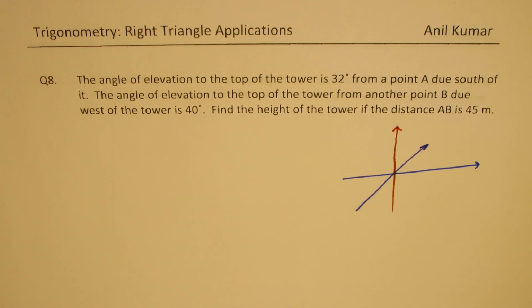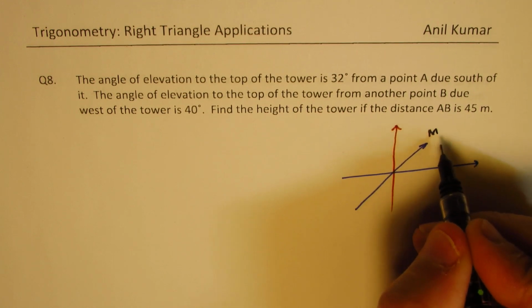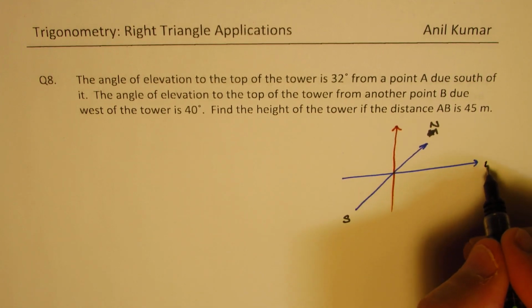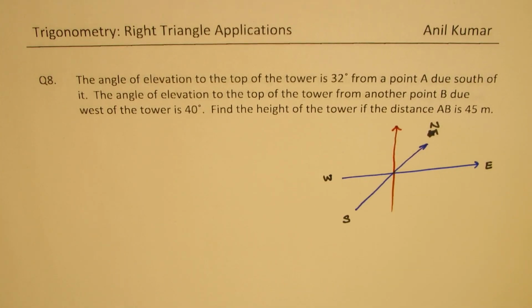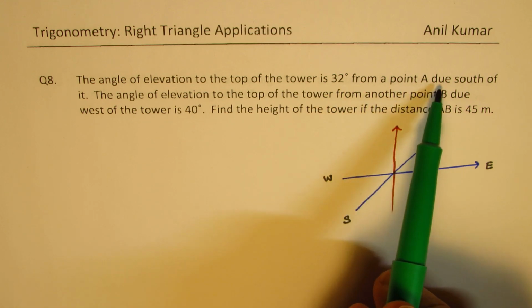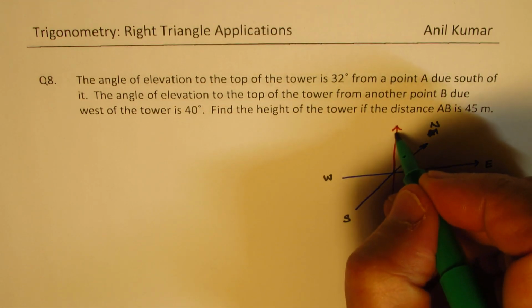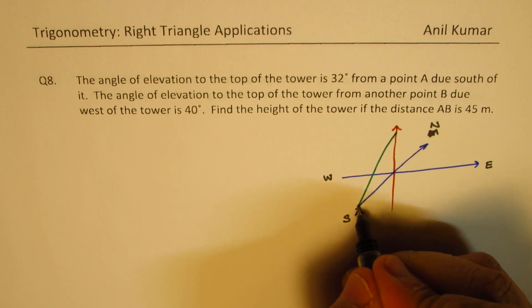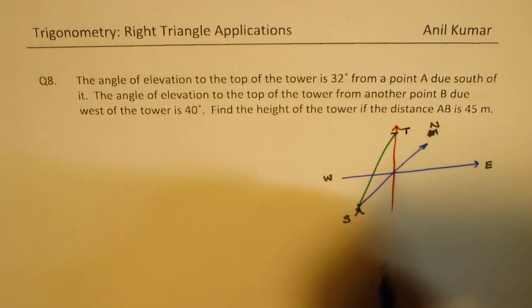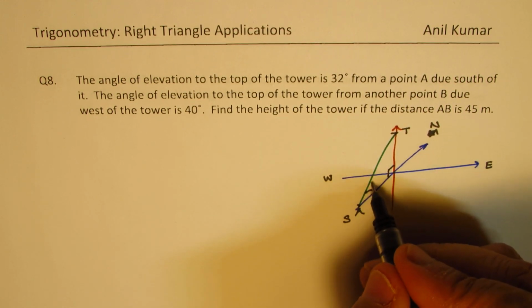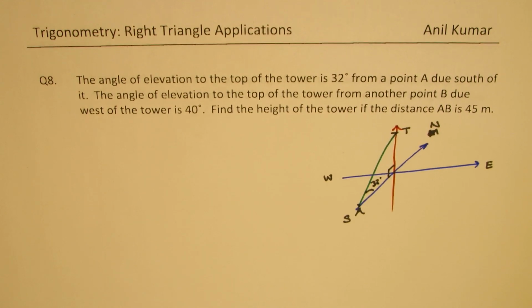And now we'll make a sketch. We'll say this is our north. Oh, sorry, that is south. So this is east and that is west. What we are given here is that the angle of elevation to the top of the tower is 32 degrees from a point A due south. So somewhere here, let's say something like this. The point A is due south and that is the top T. This angle is 90 degrees, and this is 32 degrees. That is how you're going to sketch it.